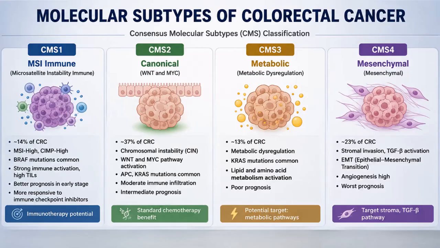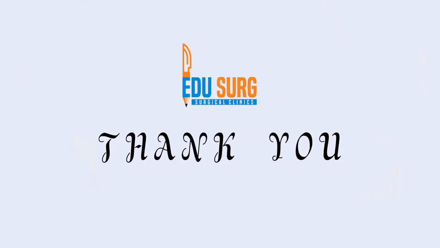So CMS1 is immune, 2 is canonical, which is CIN, 3 is metabolic, and 4 is mesenchymal. So remember all these features, very commonly asked as questions in exams. Also important when you are treating these patients, because 1 is immunotherapy, 2 is chemotherapy, 3 and 4 are difficult to treat, but based on mutations you can treat them. So that is how the molecular pathways result in colorectal cancer.